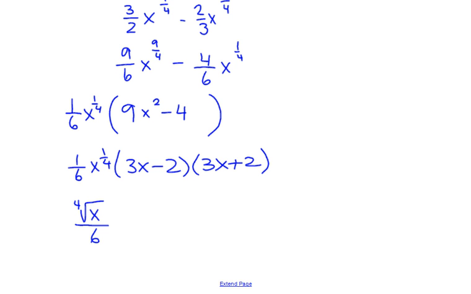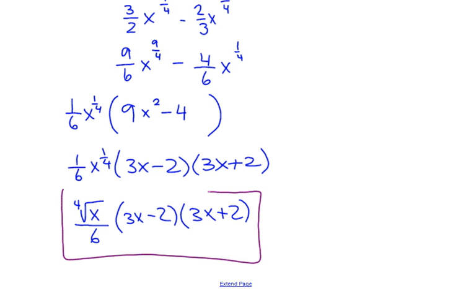I put the 6. I just made it. I thought that looked nice. You don't have to. You could write 1/6 in front of this if you want still. I like it. It's nice, you know. And then 3x minus 2, 3x plus 2. So you always put it back in the original form given at the end. The fourth root. It's really difference of squares.